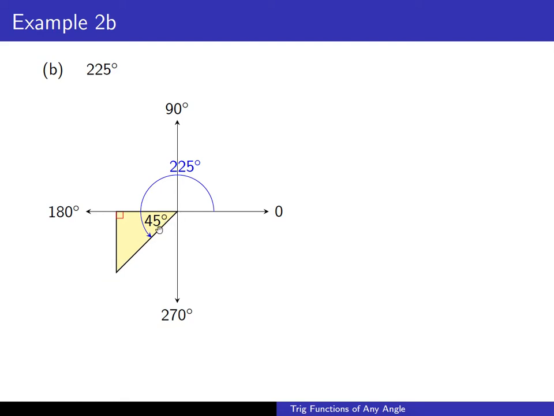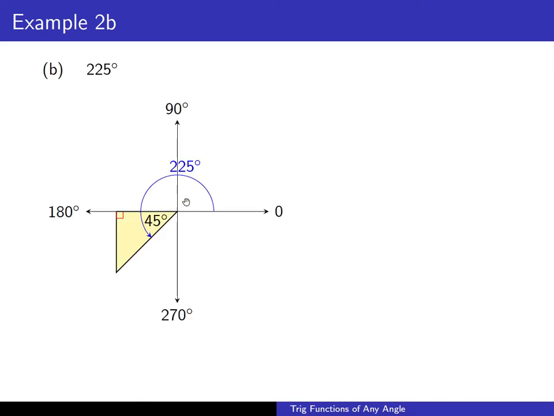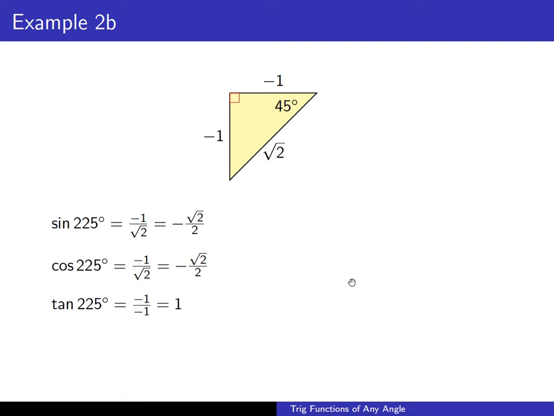But remember, r is always positive. So we have a -1 for x, a -1 for y, and a square root of 2 if we were to just remove this triangle from the coordinate plane. So our sine of 225 degrees is going to be y over r, -1 over the square root of 2, which rationalizes as negative square root of 2 over 2. Our cosine of 225 degrees, x over r, -1 over square root of 2, is negative square root of 2 over 2. And our tangent of 225 degrees, y over x, -1 over -1, is 1.